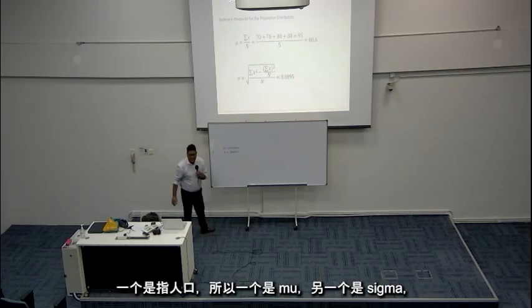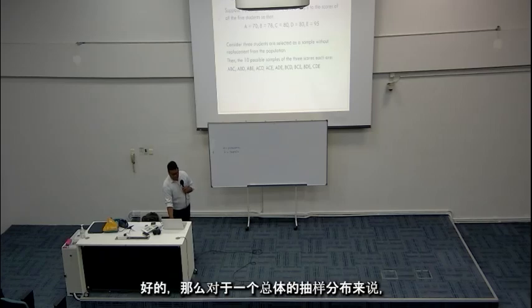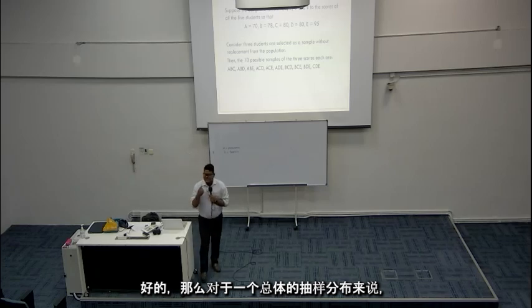Okay, since this one is referring to the population, that one is mu, and this one also is sigma. Alright, so you get this one. Okay, now for the sampling distribution of a population.